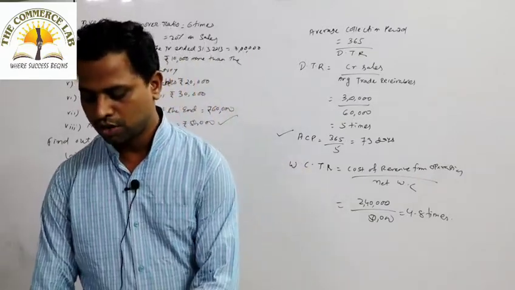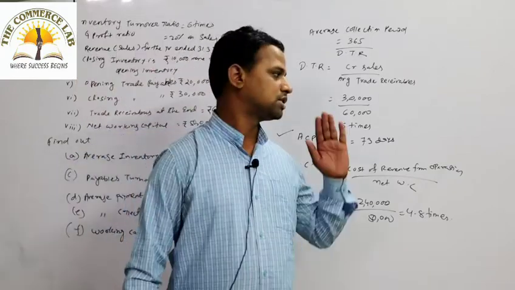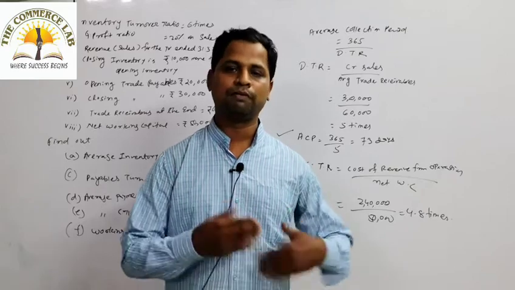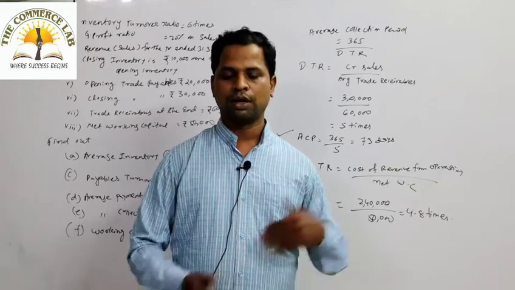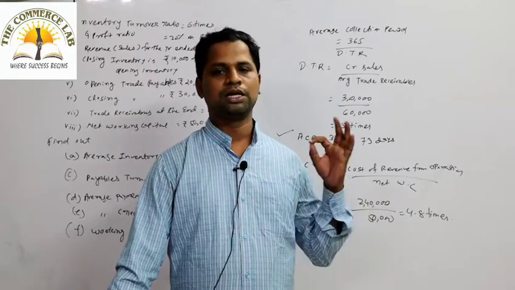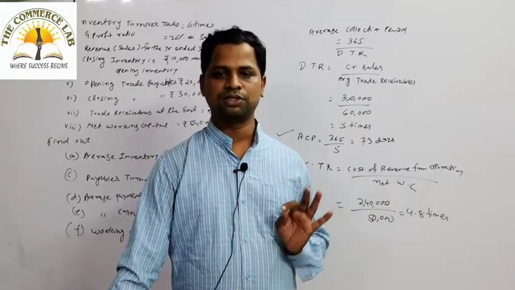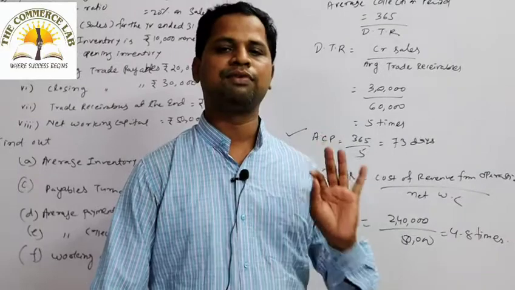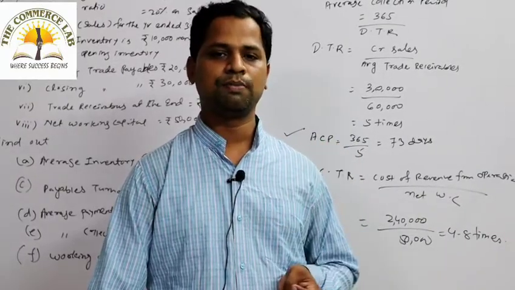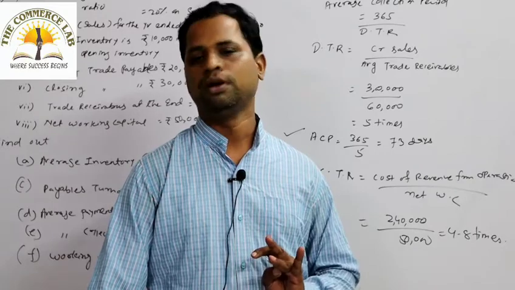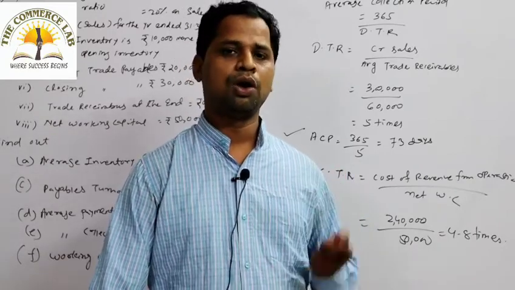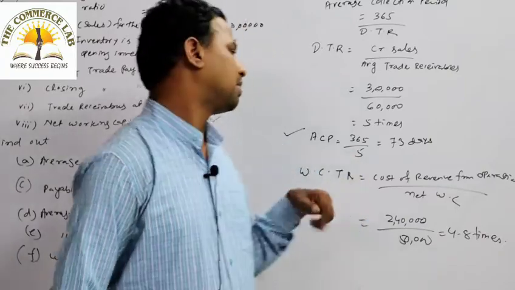Okay, so in today's class we discussed the creditor turnover ratio or payable turnover ratio. How are we calculating the creditor turnover ratio? That is the net credit purchases divided by average trade payables. Trade payables means sundry creditors we have to take, and also bills payable we have to take. Thereafter we calculated the working capital turnover ratio.